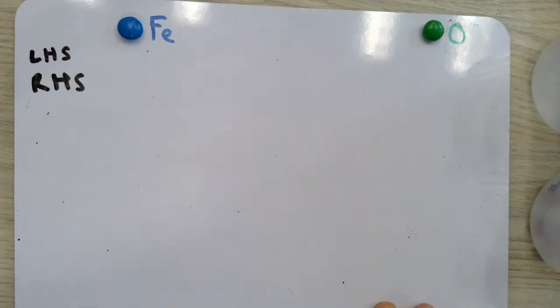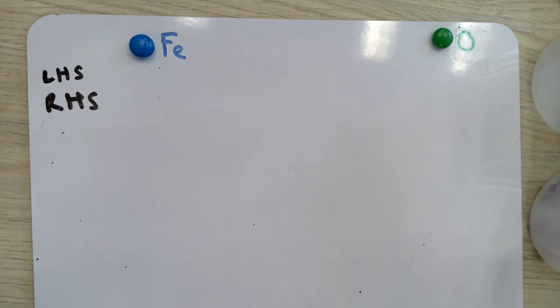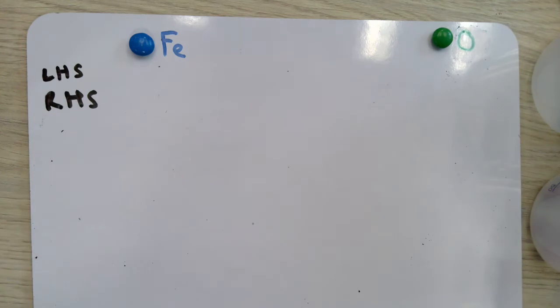Alright guys, we're using our M&Ms again to look at some reactions. This time we're going to look at the reaction of iron and oxygen. I've changed my chlorine for oxygen here. So green is going to represent oxygen now, and blue is still representing the iron atoms. Okay. Again, let's look at our word equation.